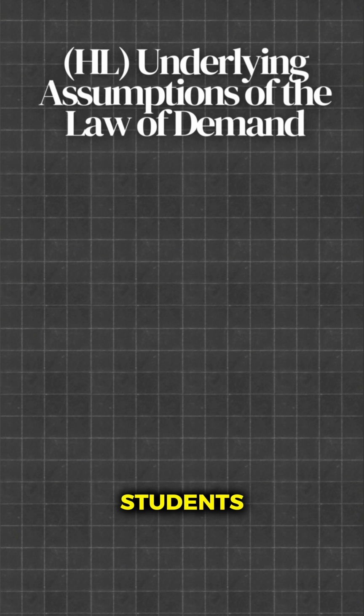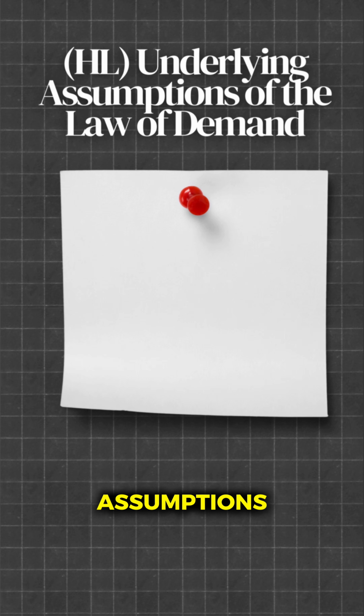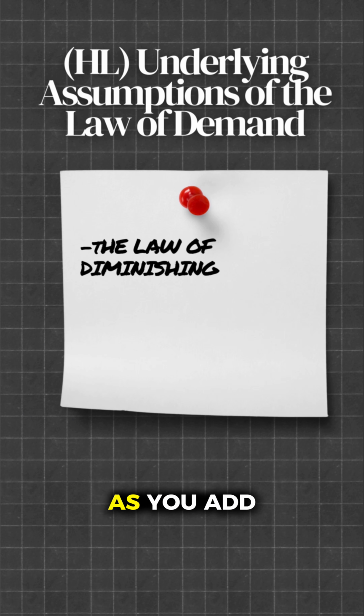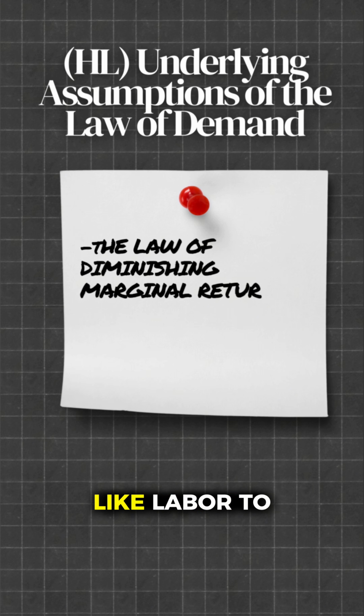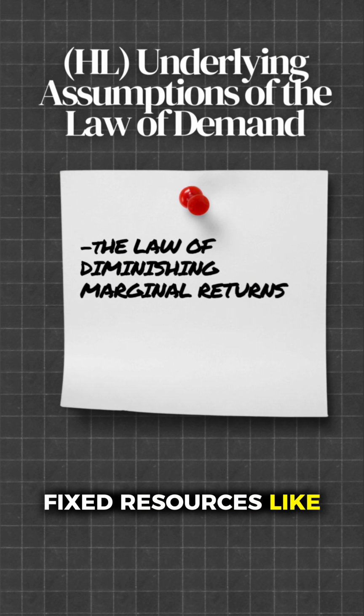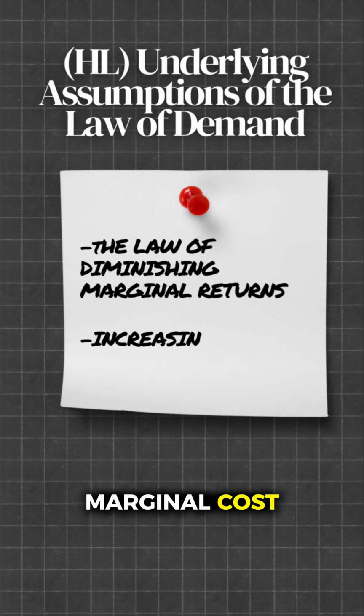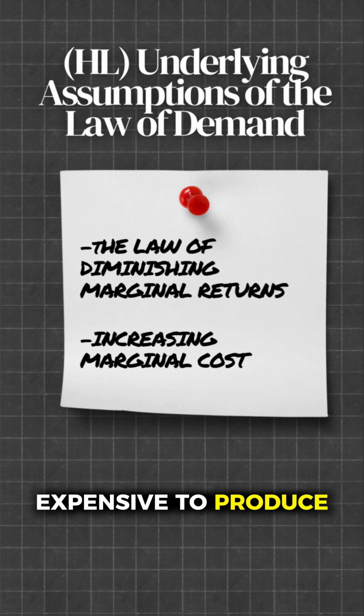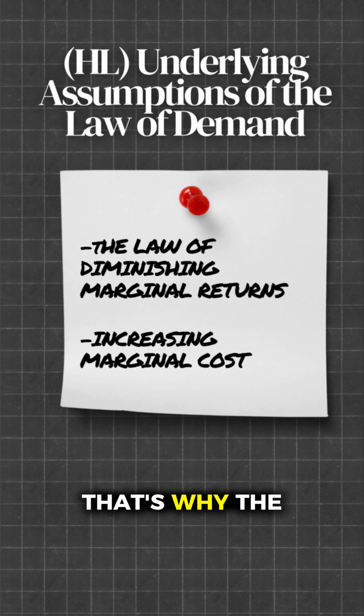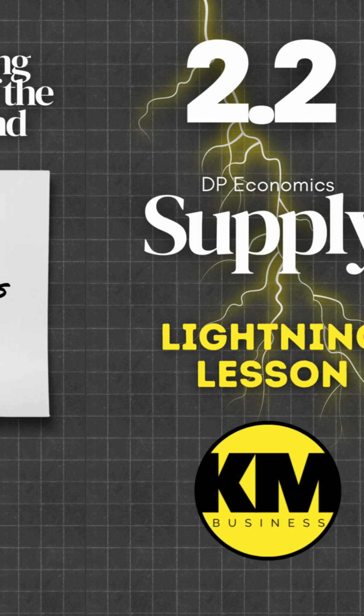And you HL students need to know the underlying assumptions of the law of supply. The law of diminishing marginal return says as you add more of one input, like labor, to fixed resources, like land, eventually each extra worker adds less output. This drives increasing marginal cost. It gets more expensive to produce each additional unit. That's why the supply curve slopes upward.